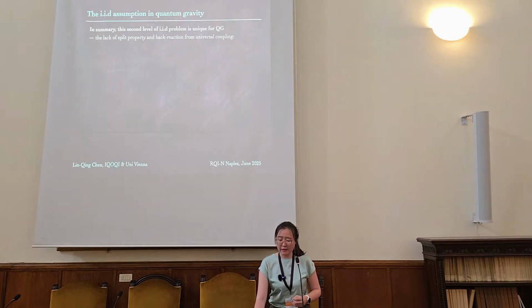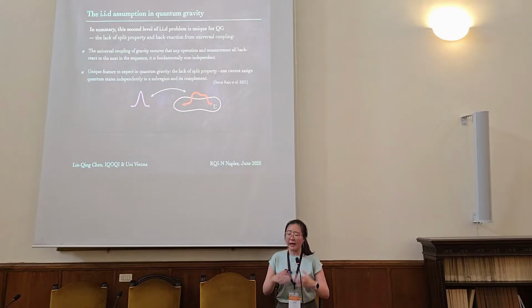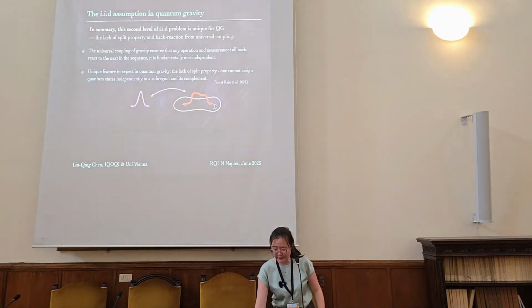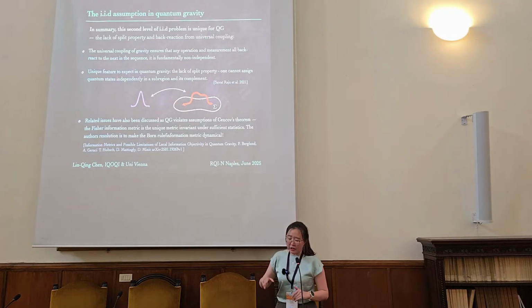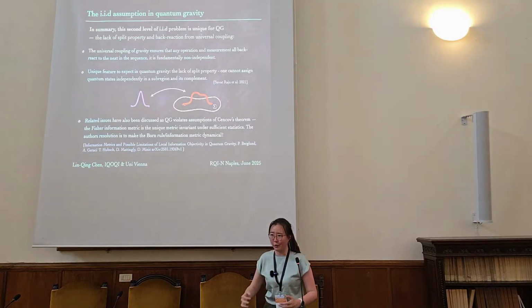So this comes from the second level of the IID problem of quantum gravity: the lack of the split property and the back reaction from the universal coupling, which is encoded in the previous example already. A related issue is also discussed in this paper, but their proposal is that we need to change the Born rule. We need to make the Born rule dynamical.